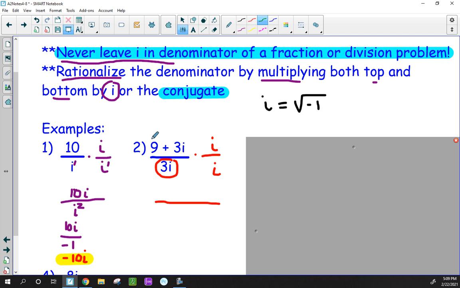My suggestion is when there's 2 terms on top that you kind of include those in parentheses because you're going to have to now multiply i times both of those. So you're using distributive property. So let's look at the numerator. 9 times i would be 9i. Positive 3i times i is going to be a positive 3i squared.